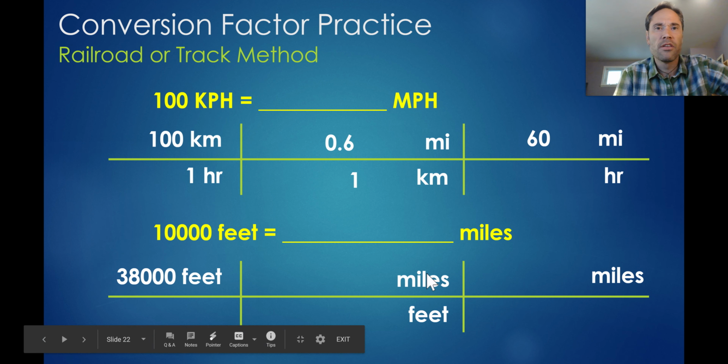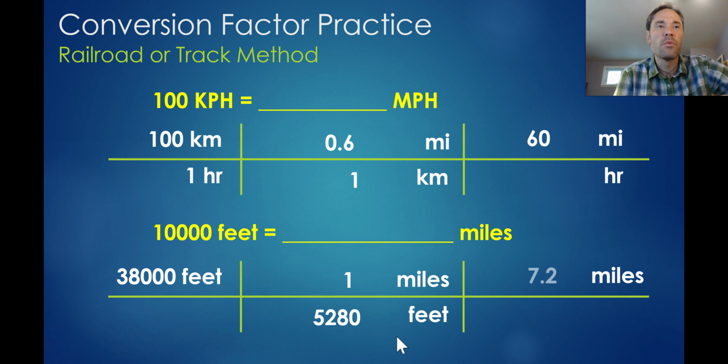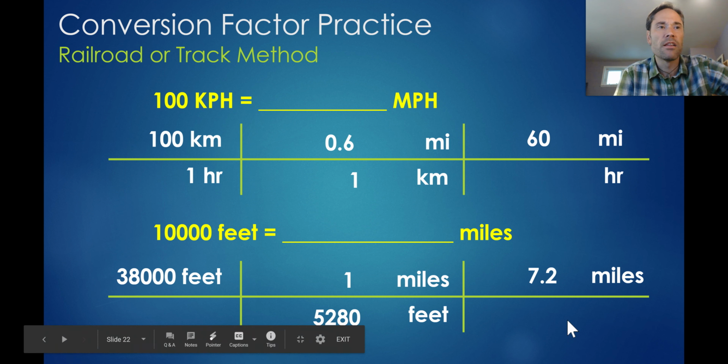So feet cancel out. Feet go on the bottom because they need to cancel. 1 mile is left. This time I'm multiplying across the top, multiplying across the bottom. So 3,800, or 38,000, excuse me. Yeah, 38,000 divided by 5,280. And we walk away with 7.2. Yeah, that looks about right. So sorry about this 10,000 here. I just didn't make a change.